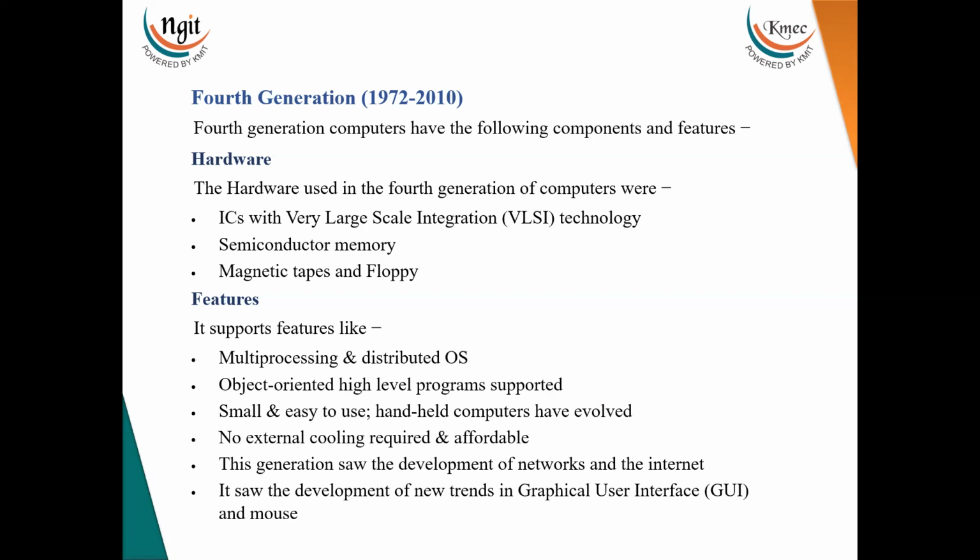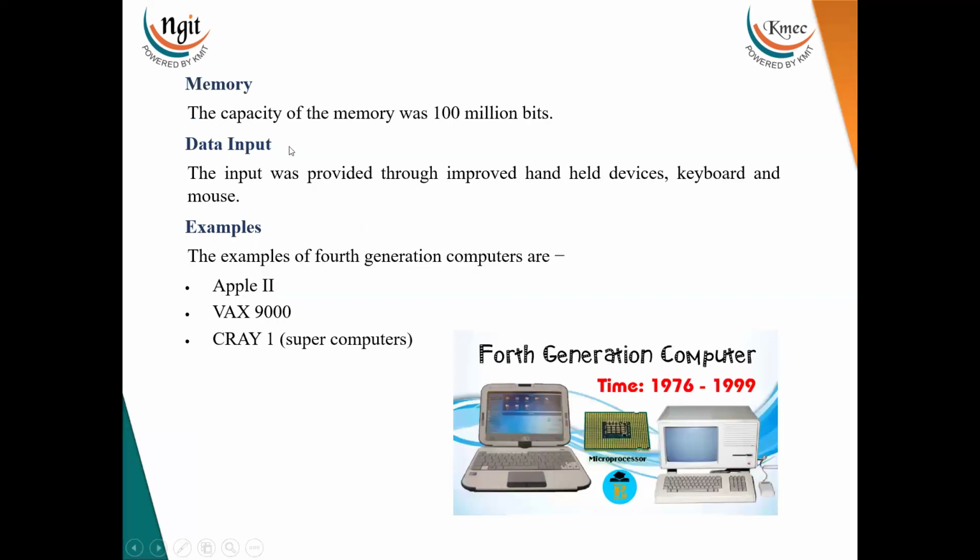This generation saw the development of networks like LAN, WAN, MAN, and the internet. And it saw the development of new trends in graphical user interface and mouse. So mouse was introduced in the fourth generation. Now the maximum memory capacity was 100 million bits. And input is provided through handheld devices like a keyboard and mouse.